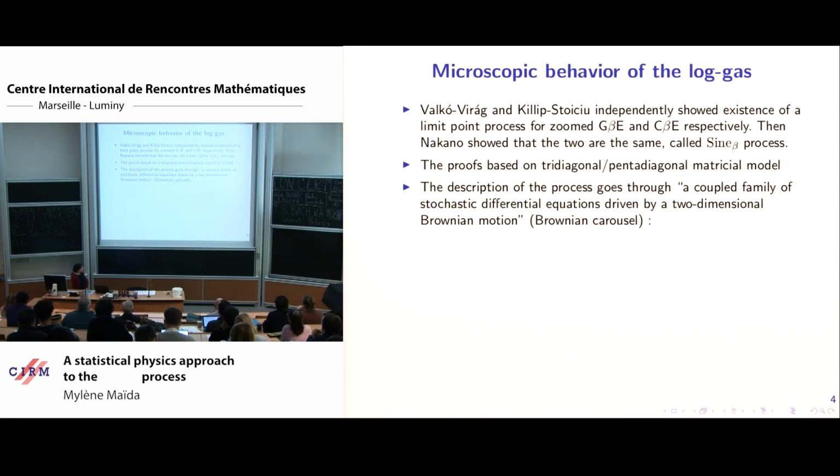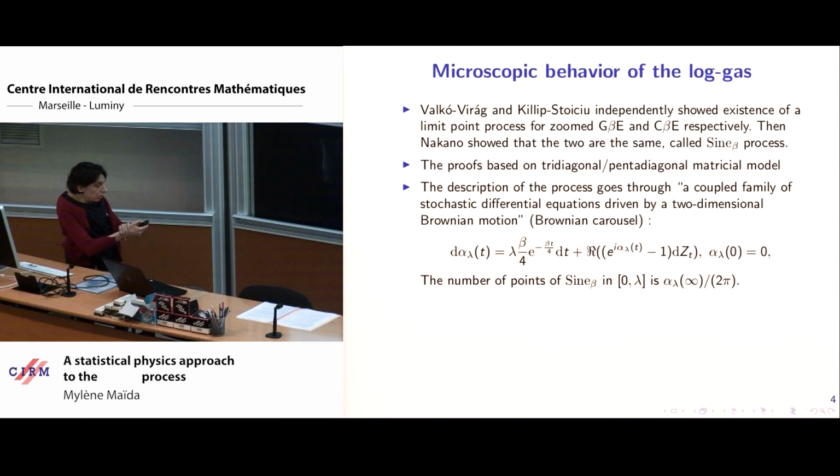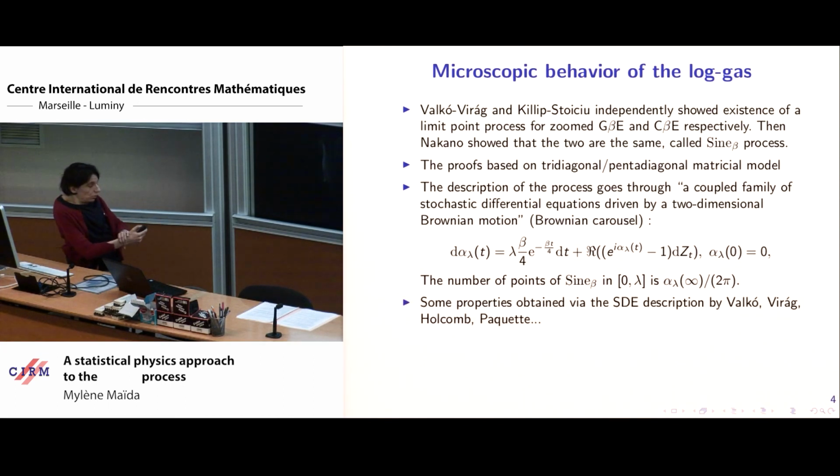I don't know if it has been defined before, but I will just remind you of a description. I won't go into the details, but just to see how it looks. So it looks like that. You have a family indexed by lambda, where lambda is a positive real, and so you have a family of stochastic differential equations. So Z here, sorry, here it is. I don't know how to point.